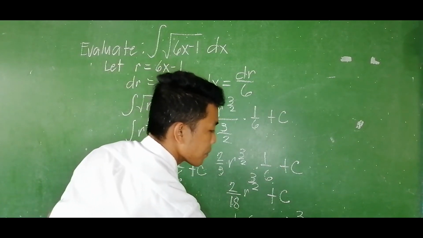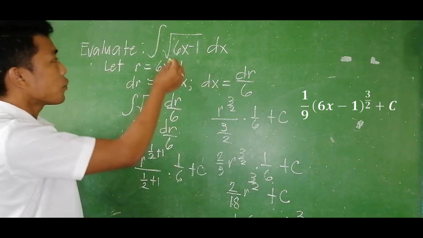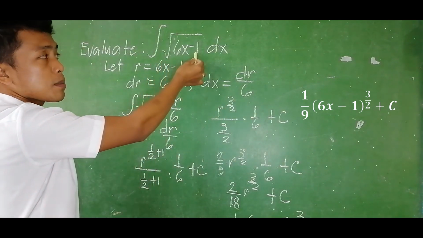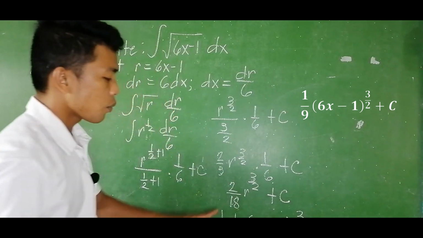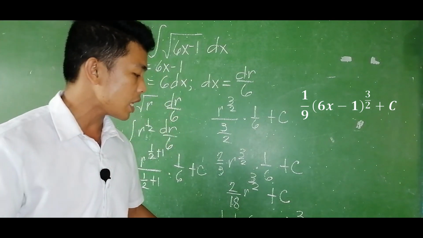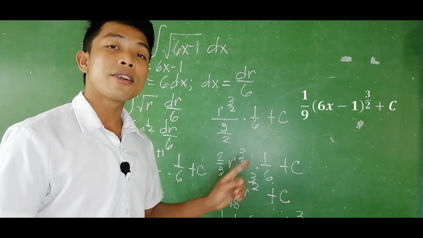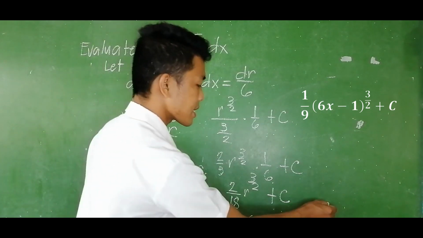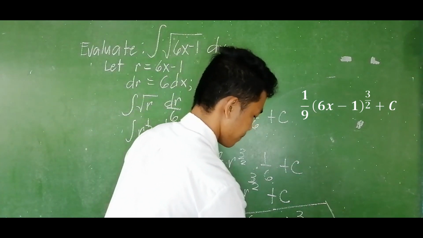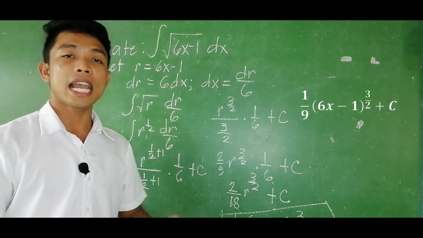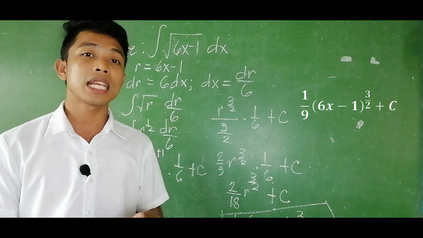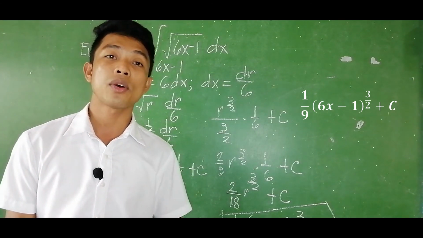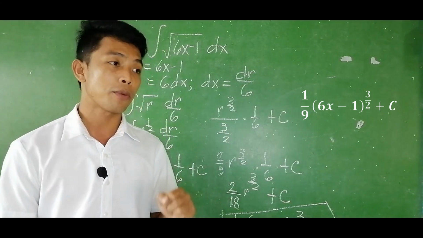Meaning to say, the antiderivative of the square root of 6x minus 1 in terms of x is 1 over 9 times the quantity 6x minus 1 raised to 3 over 2 plus C. This is how we find the antiderivative of a radical function which comes in a binomial form and not a monomial form anymore.